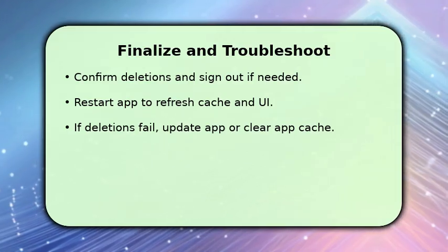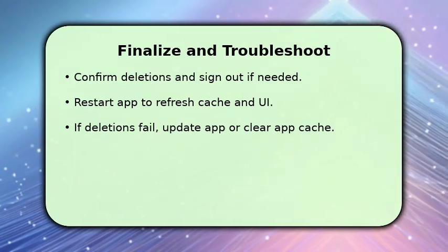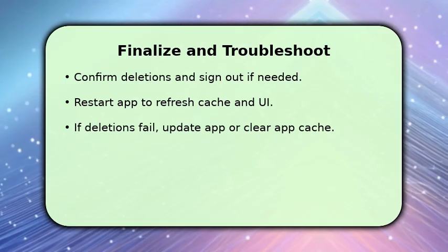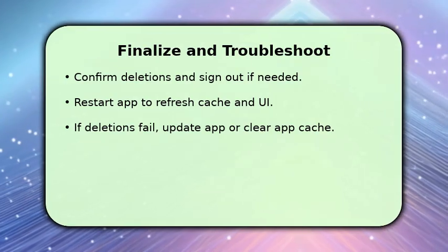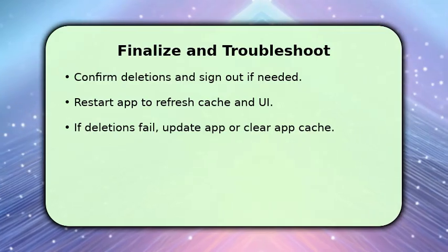If deletions do not stick, update Jiocinema from your App Store or clear the app cache and device settings, then repeat steps. If you still see old entries, check for linked devices and repeat removal there. Sync delays can cause temporary reappearance.